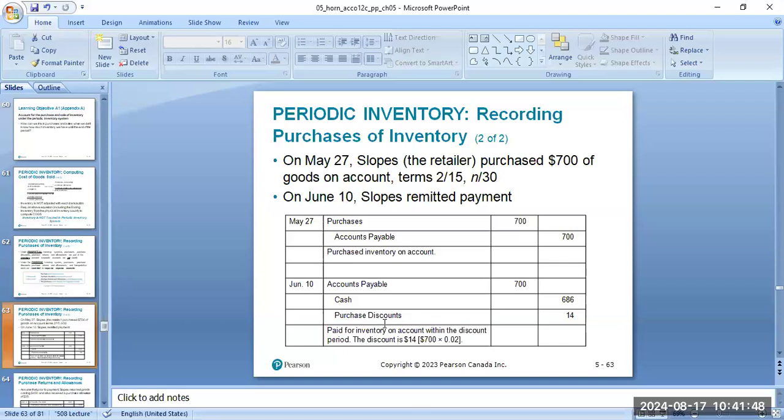Let's see the example here. Let's use the same example, that we purchased 700 of inventory on account.